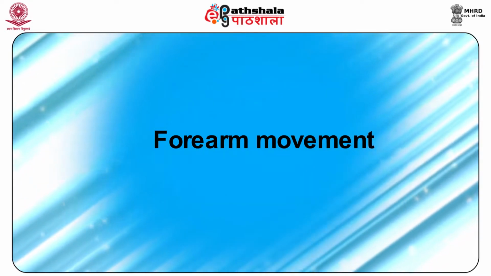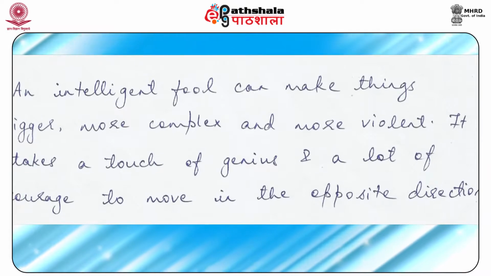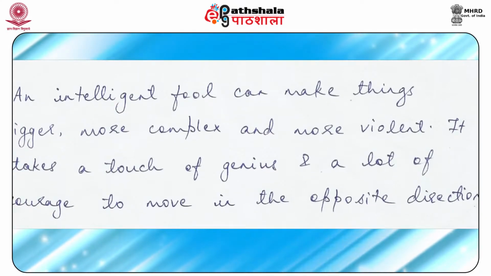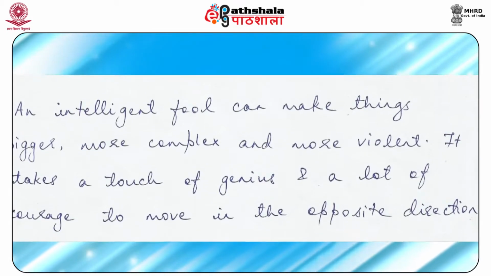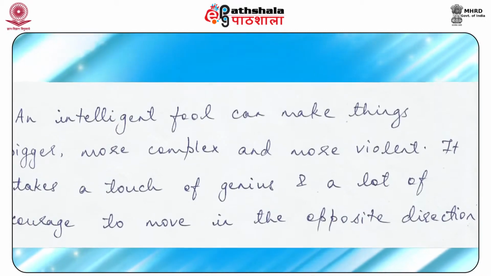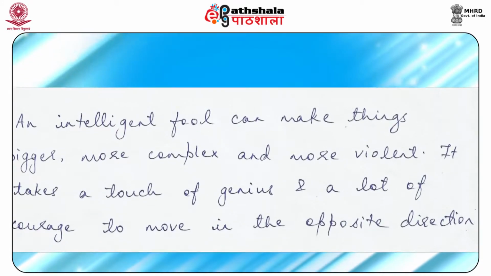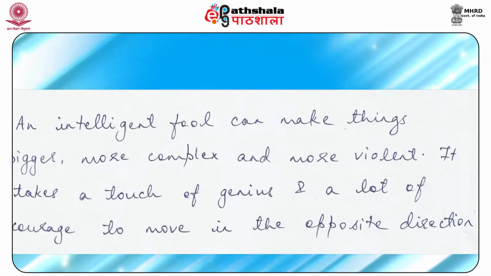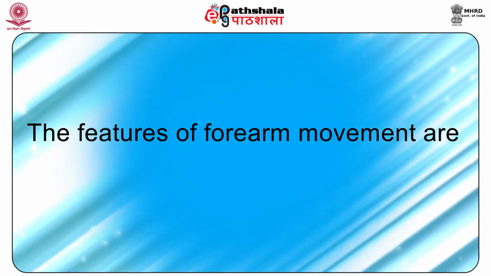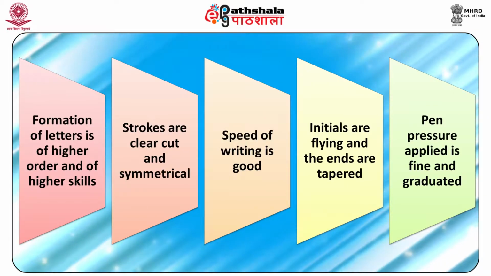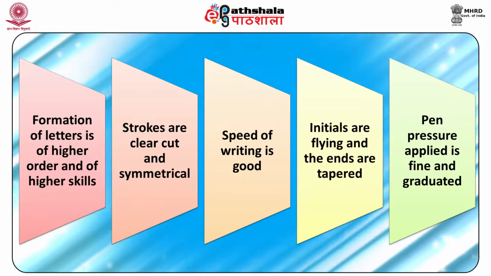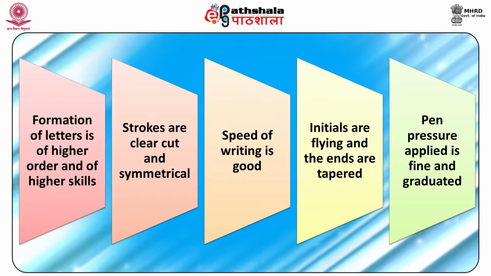Next is forearm movement. This movement, which helps in production of writing, is of higher degree because it provides more muscular coordination and command over the writing instrument. The features of forearm movement are the formation of letters is of higher order and of higher skills. The strokes are clear cut and symmetrical.